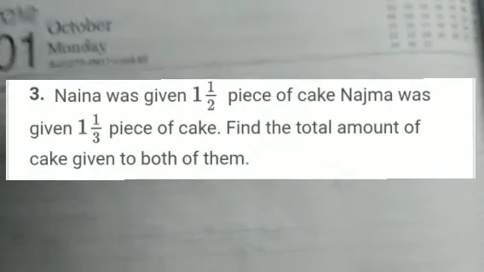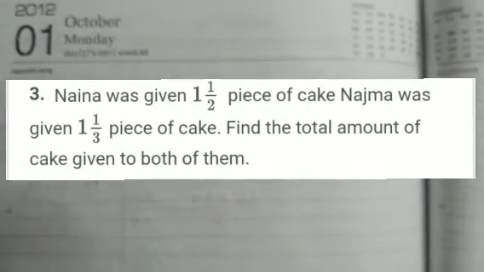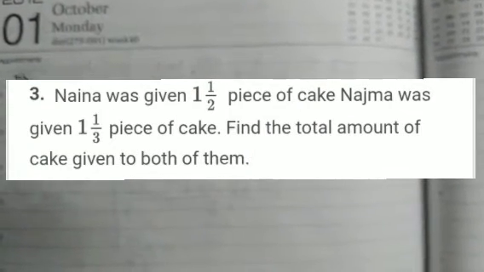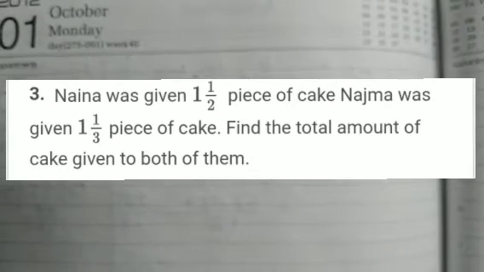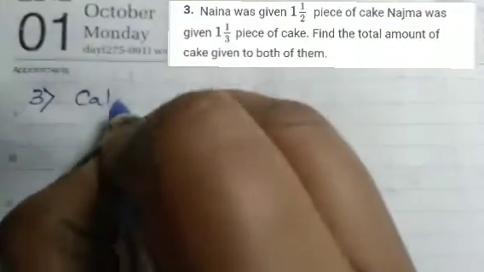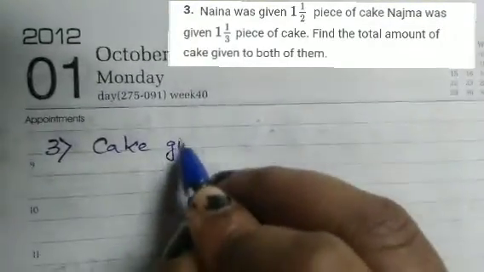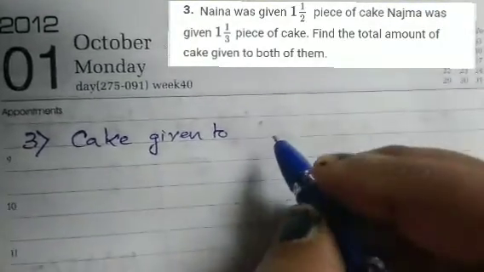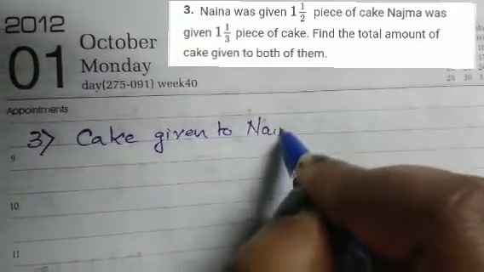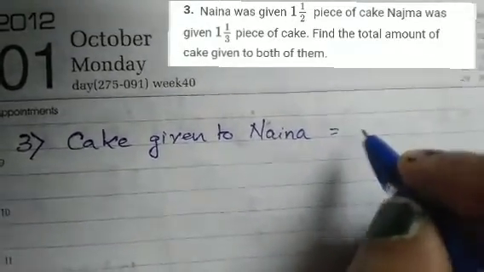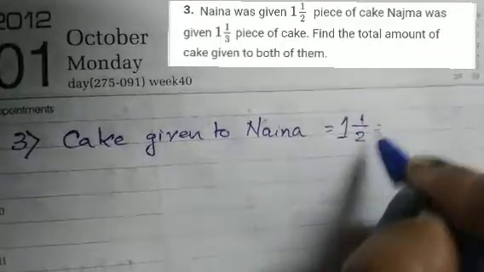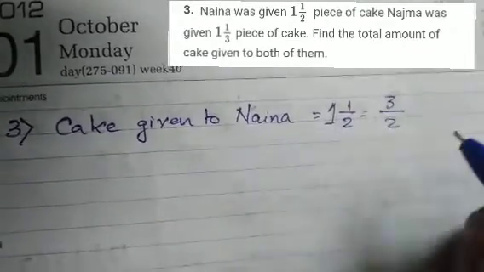It reads like this. Naina was given 1.5 piece of cake. Najma was given 1/3 piece of cake. Find the total amount of cake given to both. So cake given to Naina is how much? Cake given to Naina was 1.5. So it is 3 by 2.